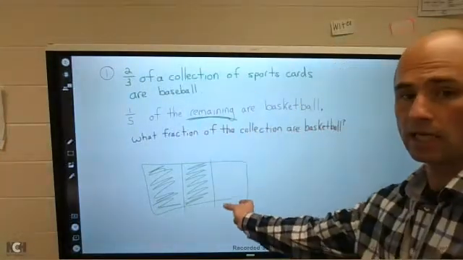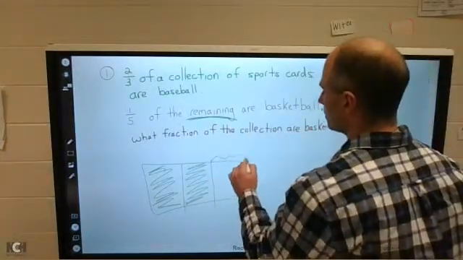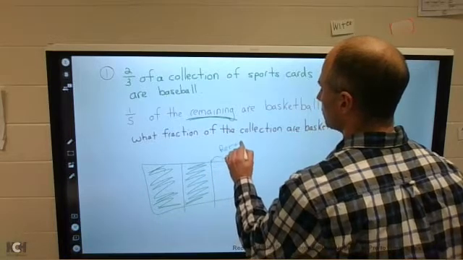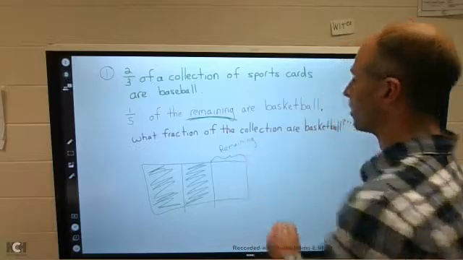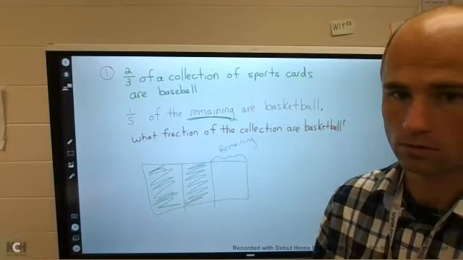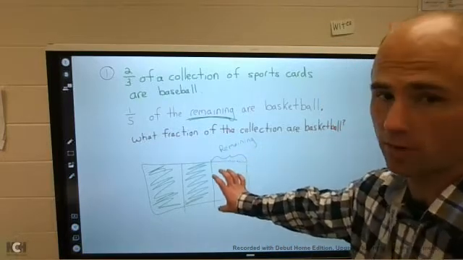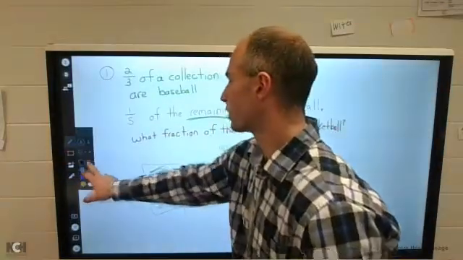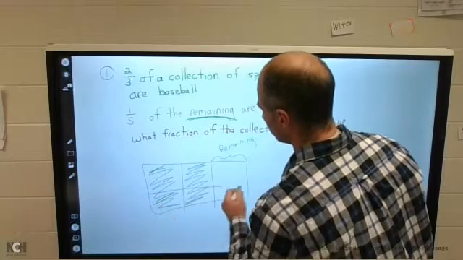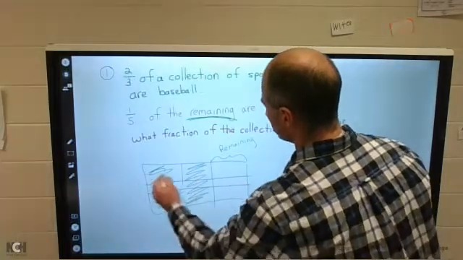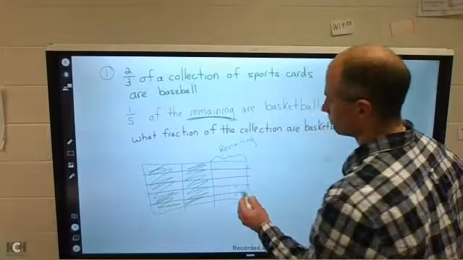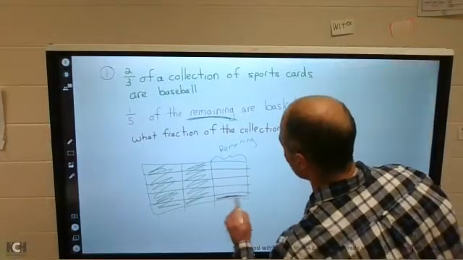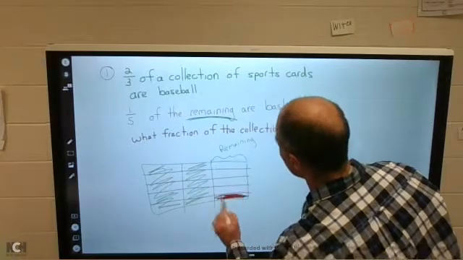1/5 of the remaining, here's my remaining, are basketball cards. Well, the remaining isn't basketball cards. 1/5 of this is. So I need to break this into fifths. One-fifth is basketball.